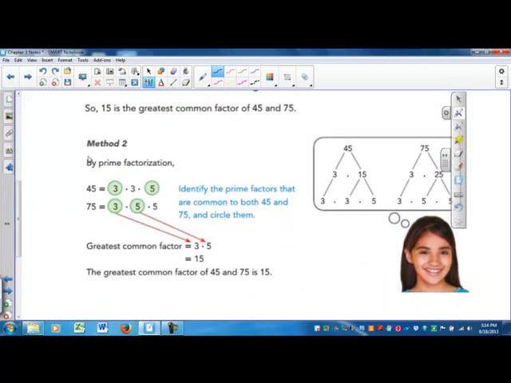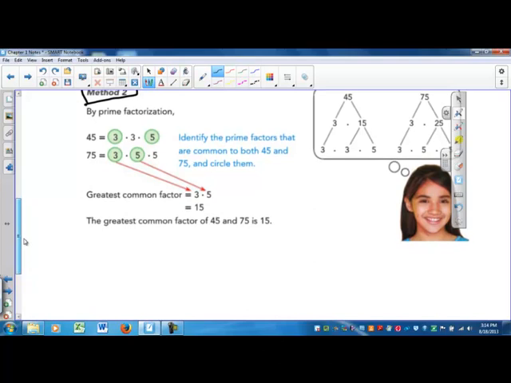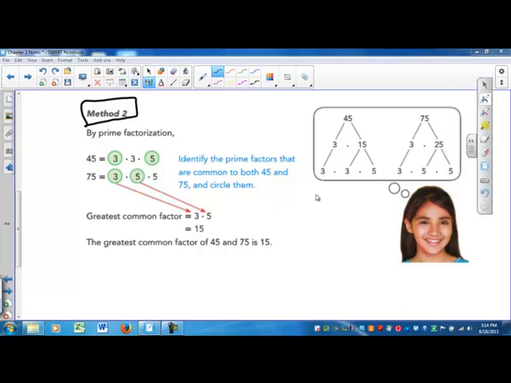This is the method you're going to use about 99% of the time. It's easier, trust me. You can see they did the prime factorization for 45 and 75. This is using the prime factorization method.